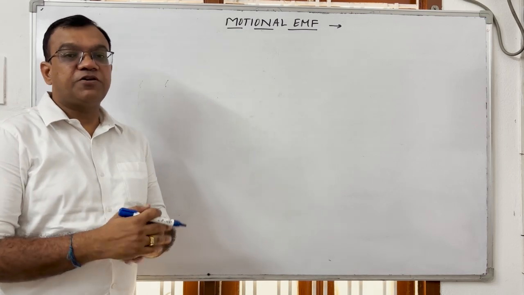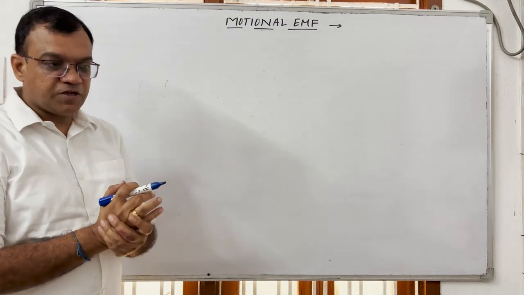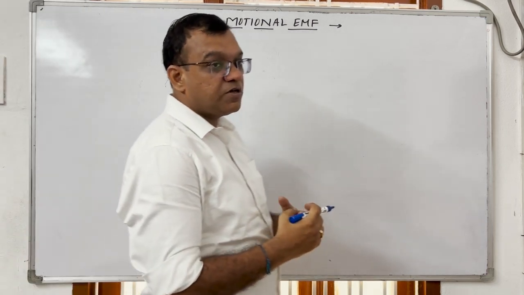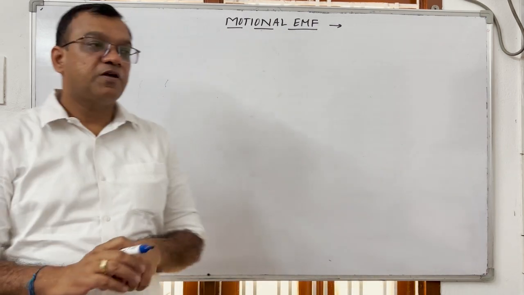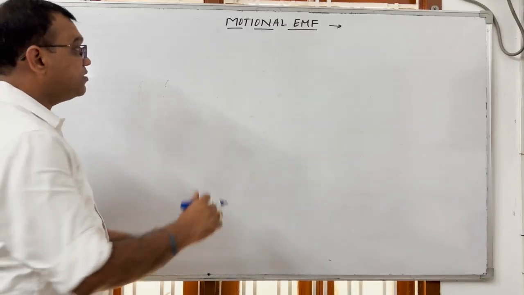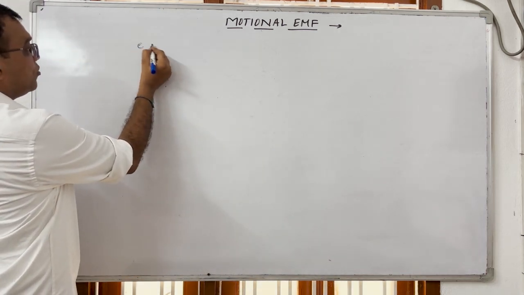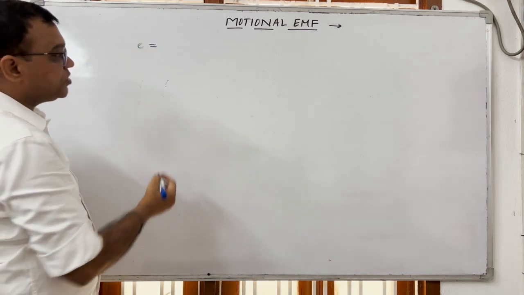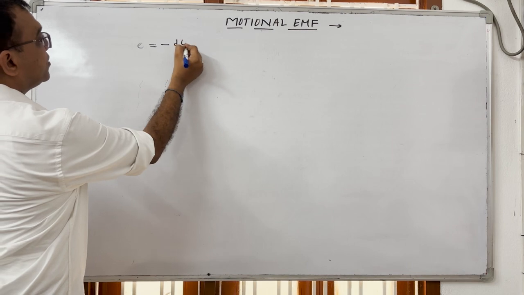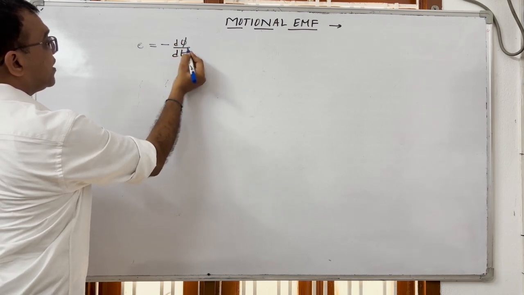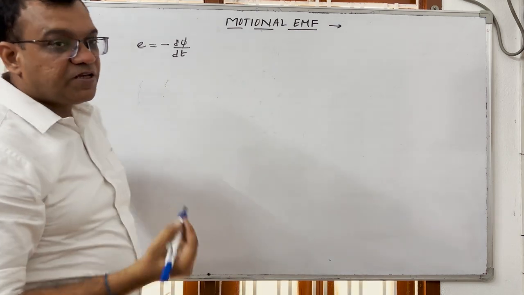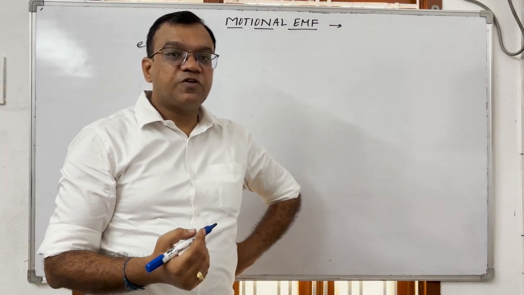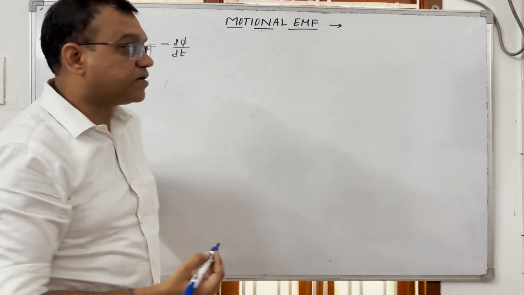Hi students, continuing our discussion of EMI, electromagnetic induction. In this part we are going to see about the motional EMF. Now in the last video we have seen, as per the Faraday law, the induced EMF is equal to negative of the time rate of change of the magnetic flux, E equal to minus d phi by dt. The EMF is getting induced because of the varying nature of the magnetic flux.